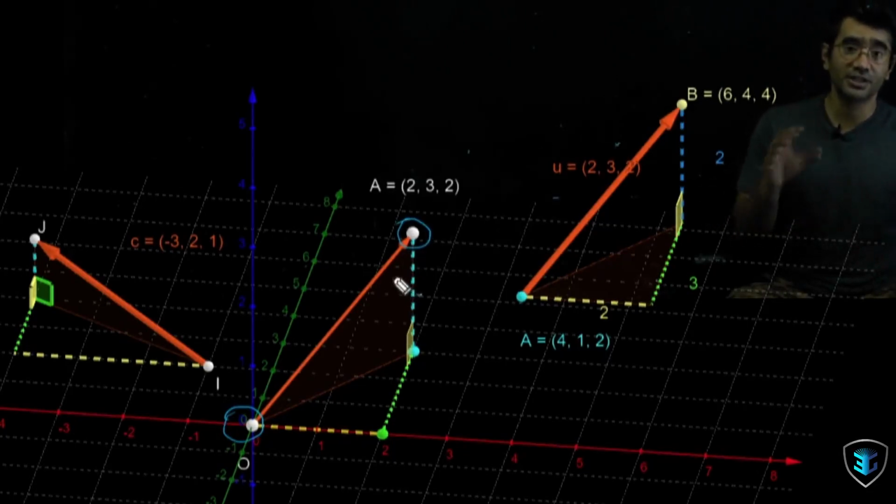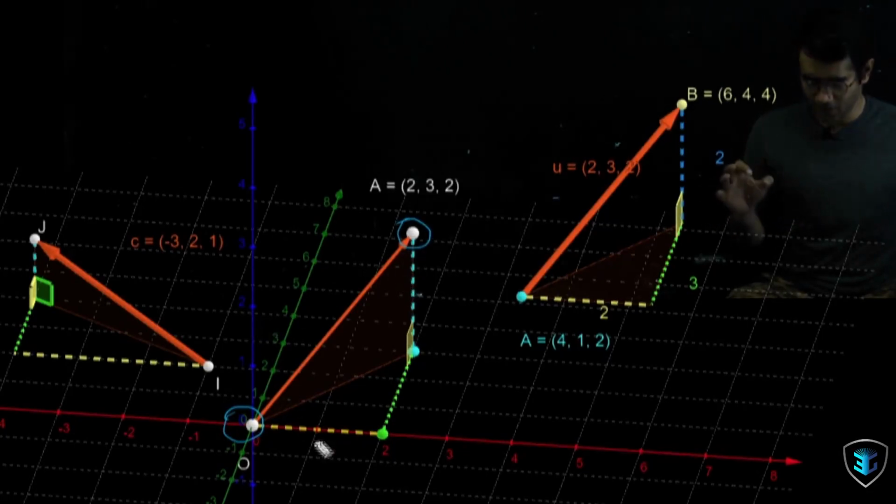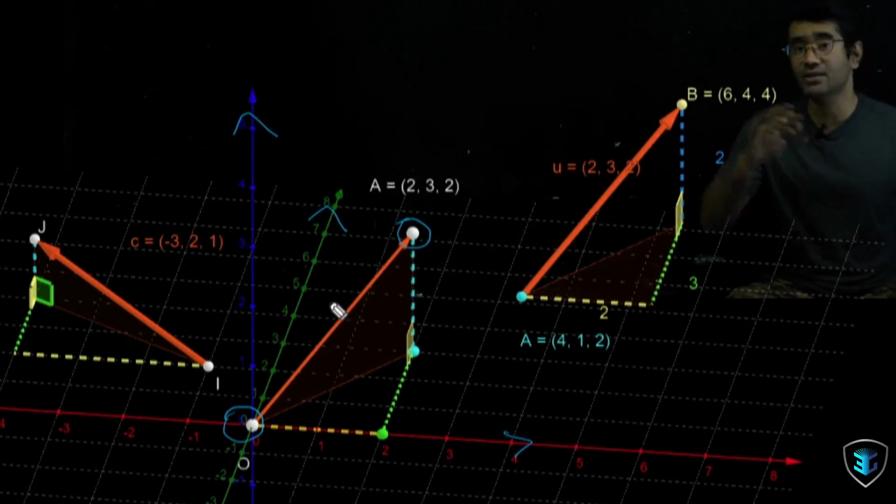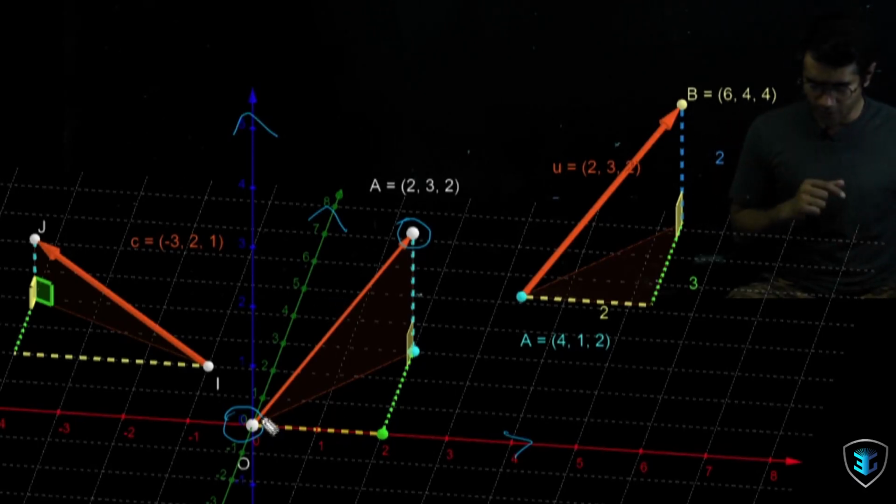But I'm restricting you, the only condition is that you can only travel in the x-axis direction, the y-axis direction and the z-axis direction. You cannot travel in any other direction. And I want you to reach the point A starting from the point O. So that is exactly what you're supposed to do.